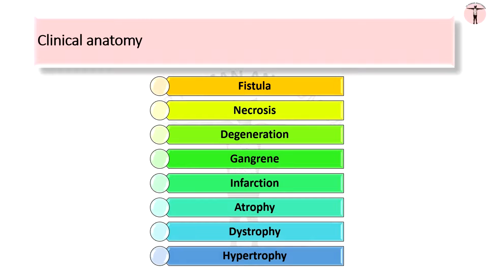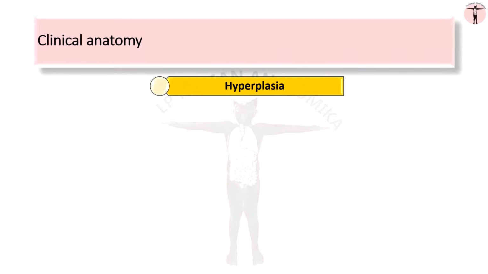Hypertrophy increases the size without any increase in the number of cells. So if we take any particular cell in the body, and that cell's size increases without an increase in the number of cells, we call it hypertrophy. Hyperplasia is the increase in size due to increase in the number of cells. That means that particular part of the body increases in size because of the number of cells and not because of the size.